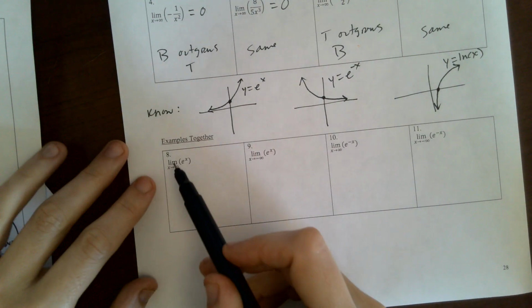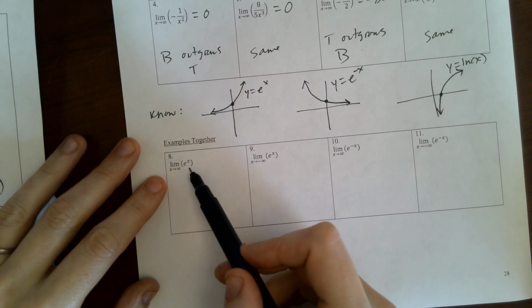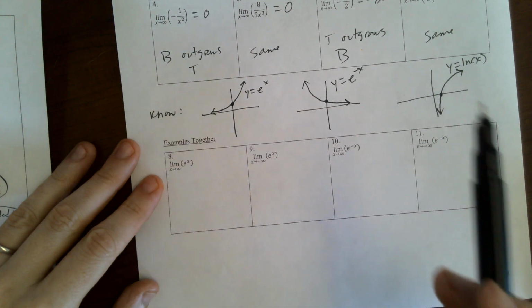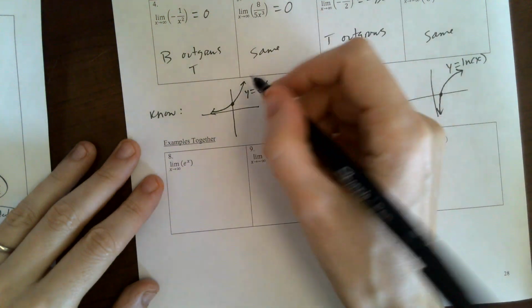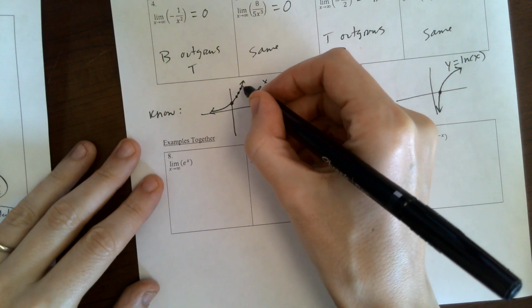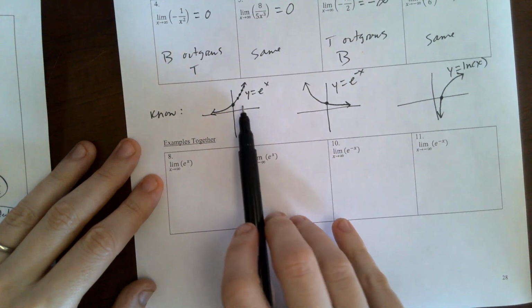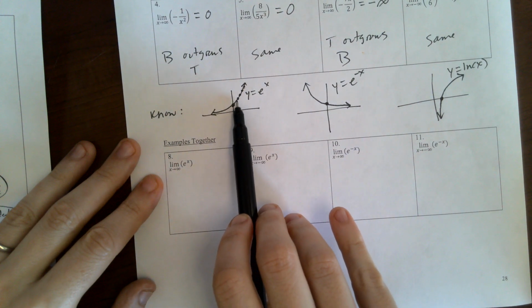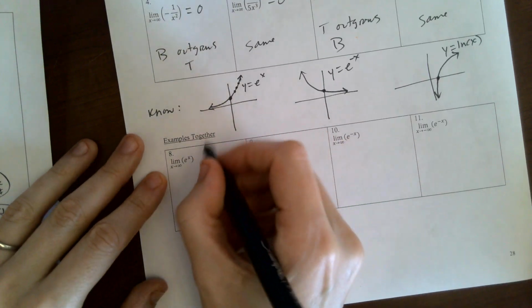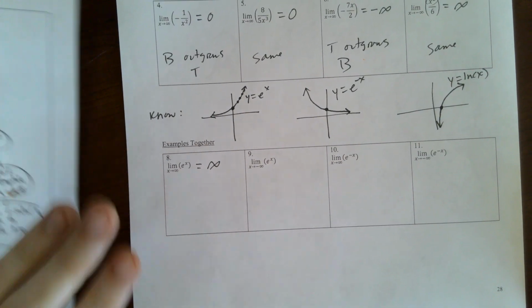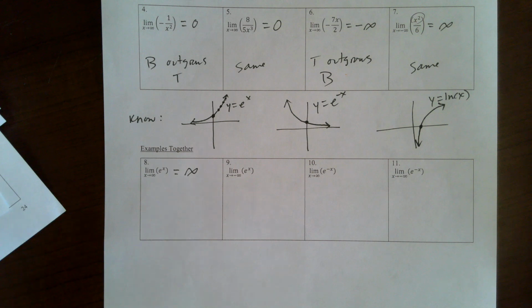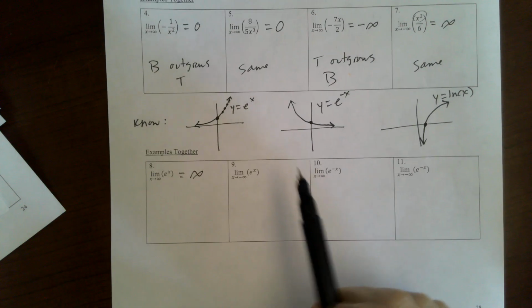Okay, the limit as x approaches infinity of e to the x. As we move further right on the graph, the y's are just shooting up without end to positive infinity. So you could use the graph, or you could even think it through like, I'm plugging in 10, so e to the 10th, e to the 100th, e to the 1,000th. The number just keeps getting bigger.